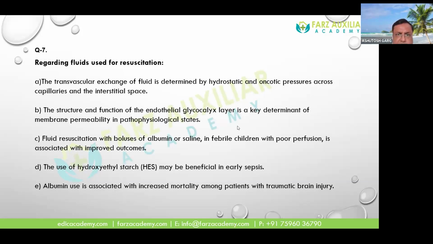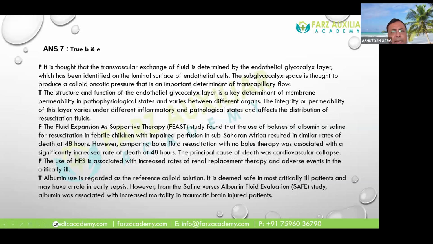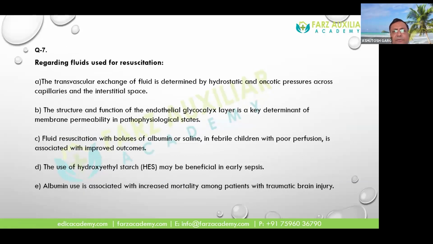Only the fourth is false, according to someone: FTTF. So the answer is B and E are correct. The structure and function of the endothelial glycocalyx is a key determinant of membrane permeability, and albumin use is associated with increased mortality among patients with traumatic brain injury.